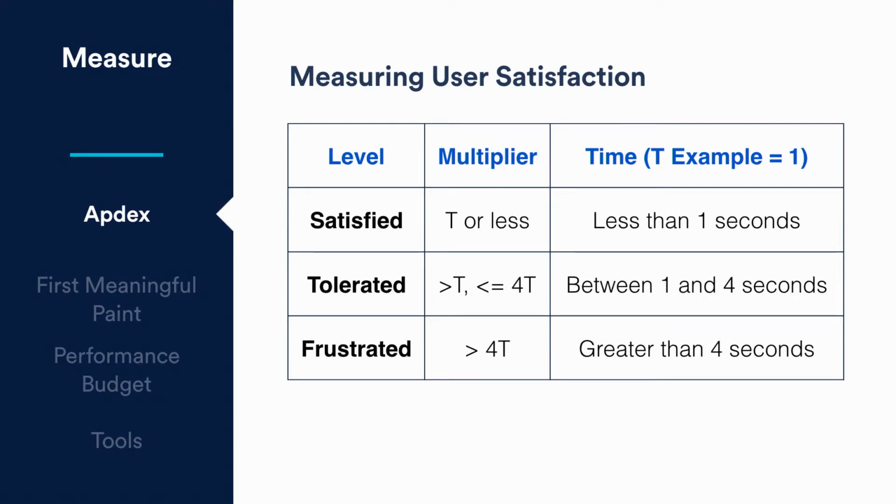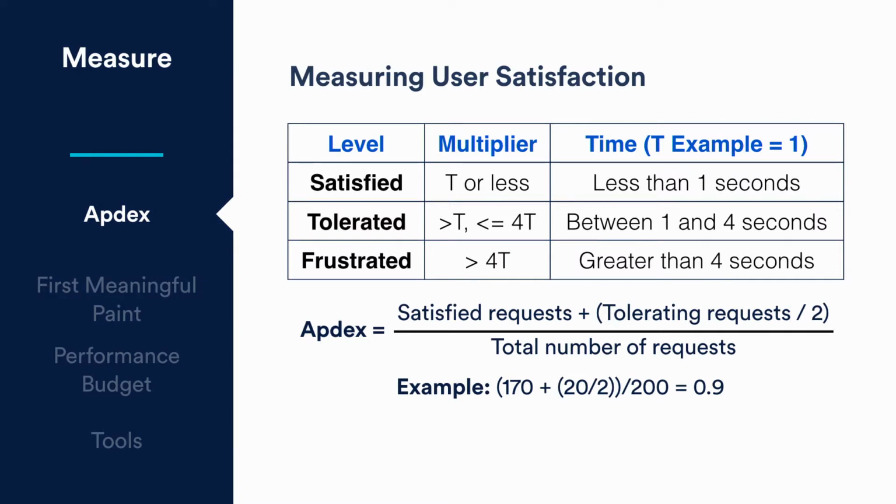And the way it works, you choose the arbitrary response time that you want to target. In Pipeline's case, it's 1 second, which is backed by research and is also a very easy value to measure against. Simply, if your page loads below 1 second, your user would be satisfied. If it loads between 1 and 4 seconds, your user would tolerate that. And if it loads longer than 4 seconds, your user would become frustrated.